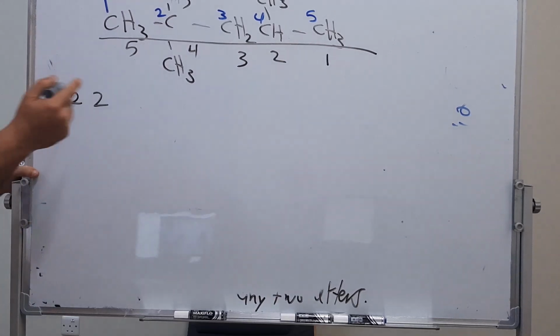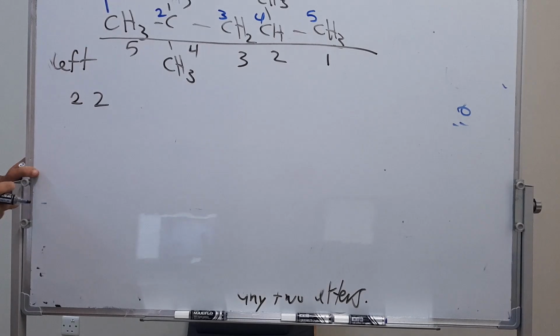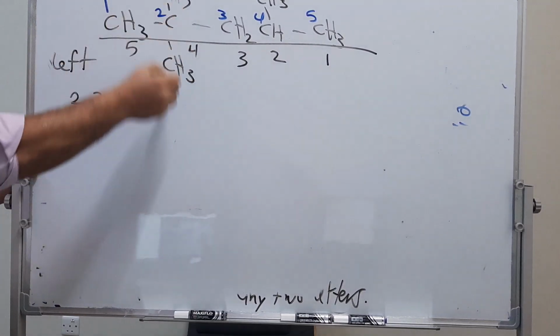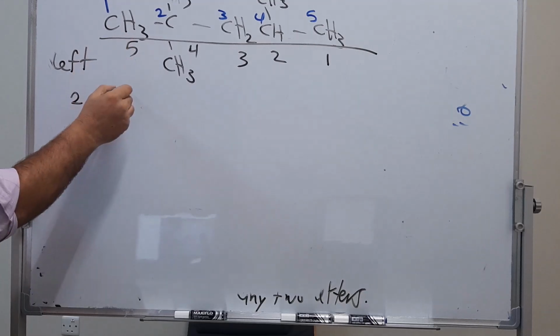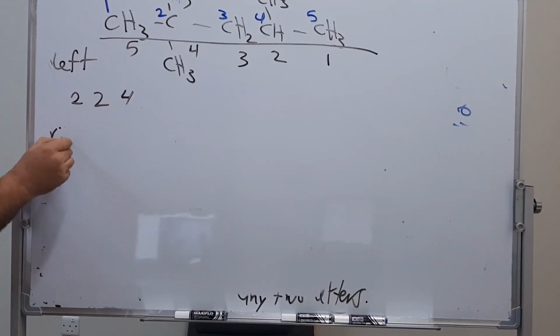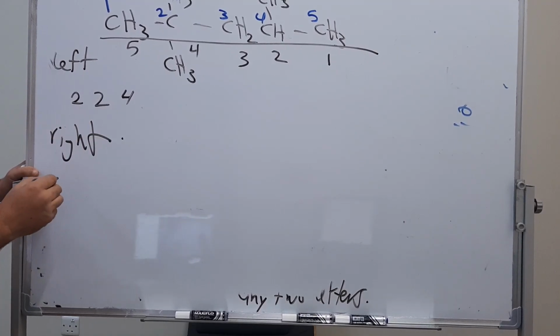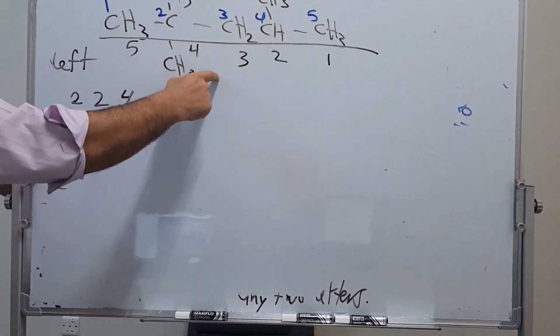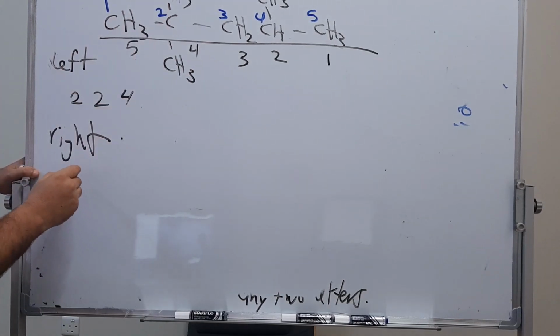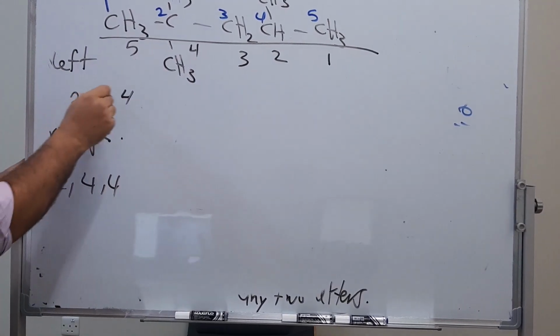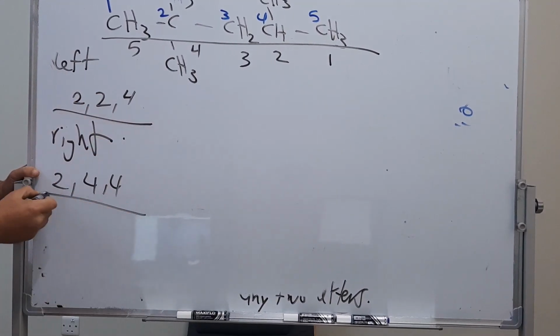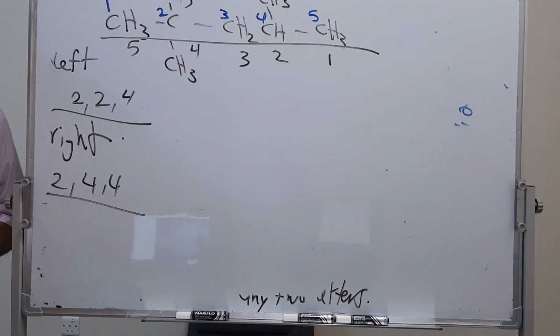Anyway, now this is left numbering. If we number the chain from the left, the numbers of the branches we are going to get are 2, 2, because we have 2 branches here at position 2, and we have 4. But with the right numbering, we will get 2 for only this, and we'll get 4, 4. Which set of numbers for the branches, based on the rule, will be true? The 224 or 244?